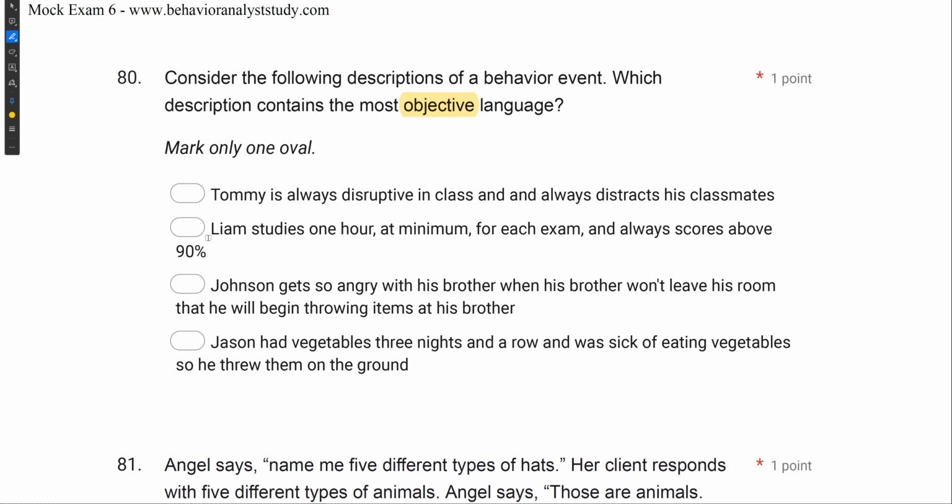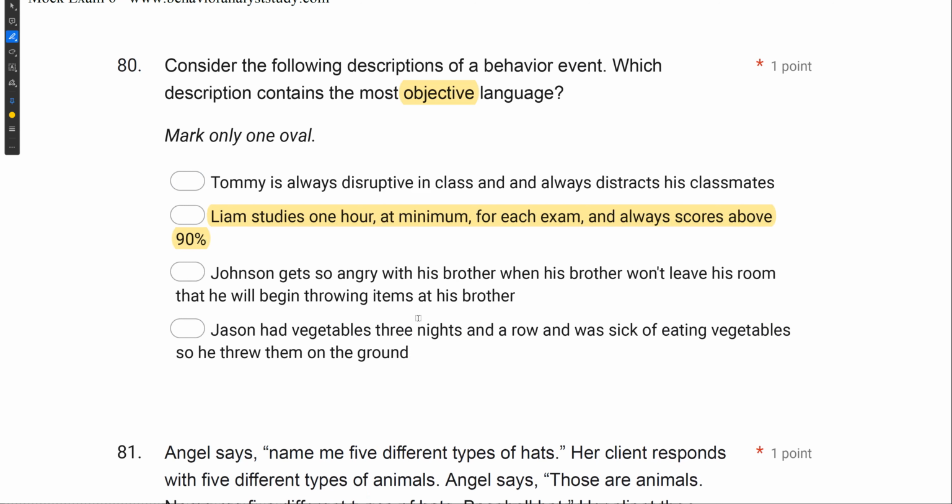B is good, right? Because B, Liam studies 1 hour at minimum. We can't argue that. That's what happens. Always scores above 90%. Can't argue that. That's what happens. That's what makes B so objective.